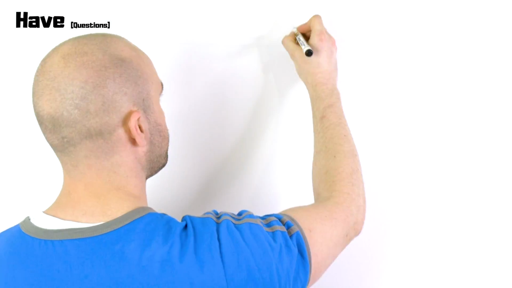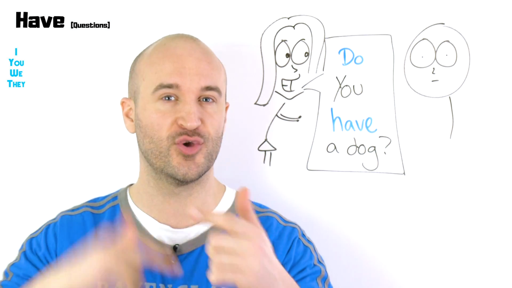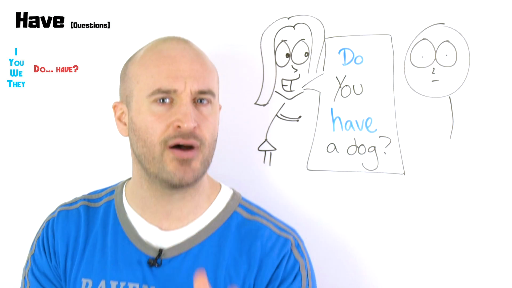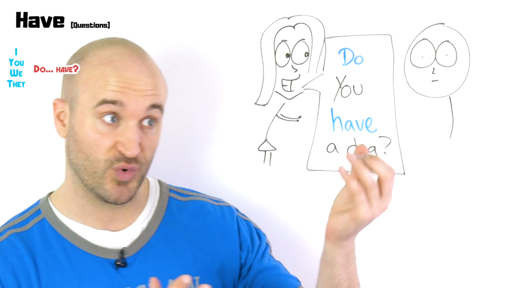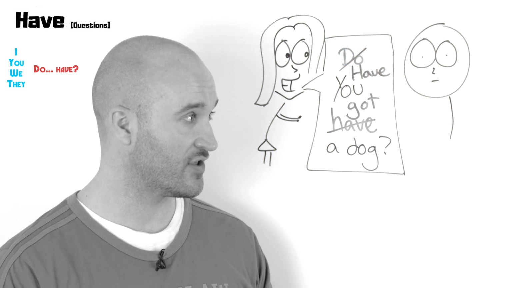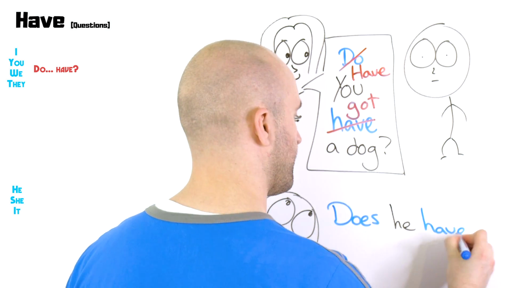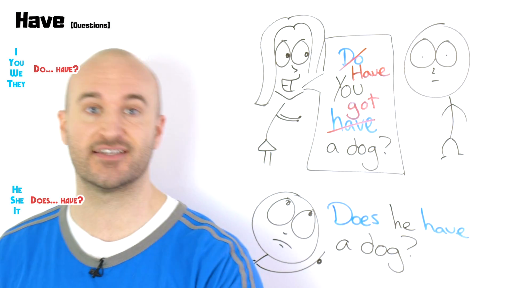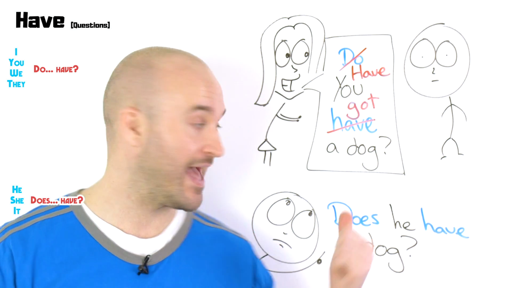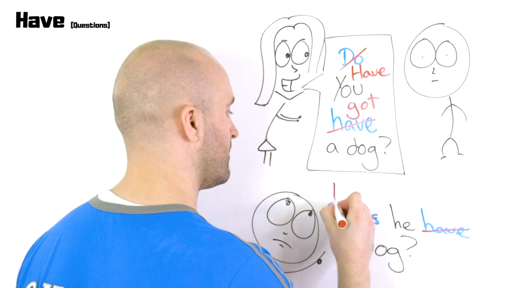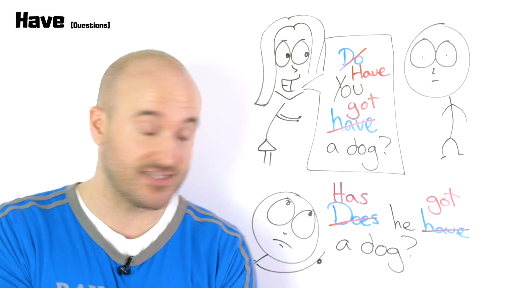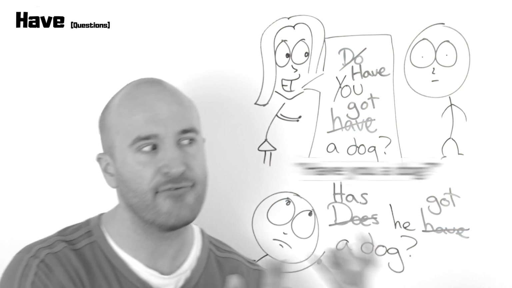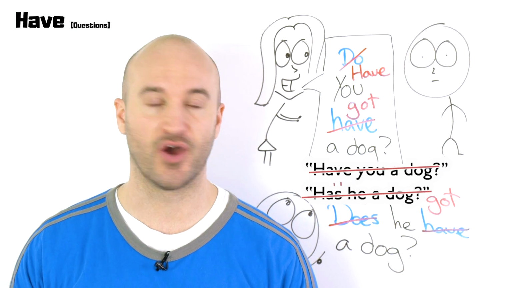Okay, questions. For I, you, we, they, it's do, pronoun, have. But remember I said with possessions, it's much better, much more natural to say have you got. Have you got a dog? And then for he, she, it, does he or she or it have a dog? But again, you can change this. It might sound better, might sound more natural to say has he got? Has he got a dog? So for possessions, that sounds better, sounds more natural. Some of you are thinking, can I say, have you a dog? Has he a dog? No, don't do that.